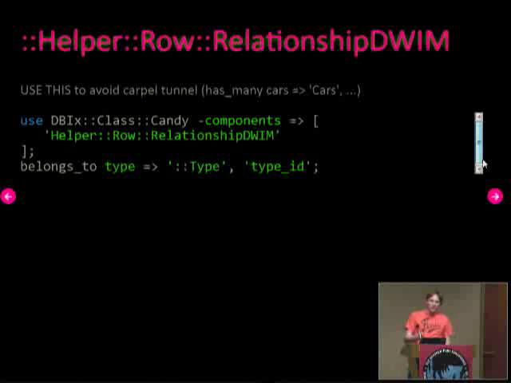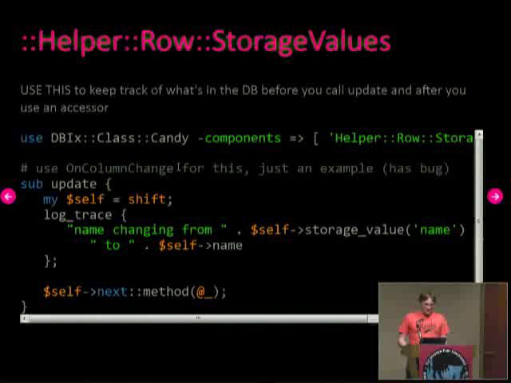RelationshipDWIM. I hate typing the full MyApp::Schema::Result::Whatever. So I made this RelationshipDWIM thing, which will do the right thing if you just put :: in the front. Look how short that is. StorageValues. This will let you keep track of the value that was in the database before you called update. So here we're putting a log method inside of update to have the old and new value and log it. This is mostly important because it is used in OnColumnChange, because you get the old and the new.